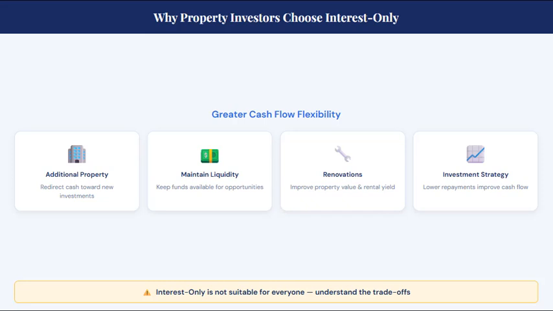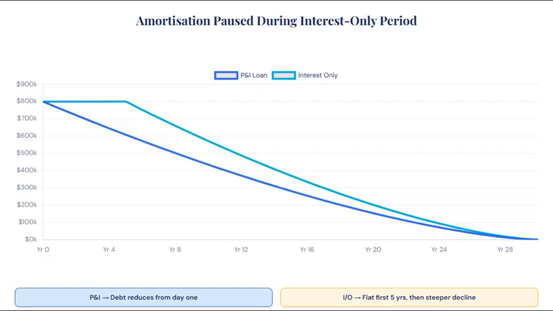However, there is an important consequence. During the interest-only period, amortization is effectively paused. The loan balance isn't reducing, and no progress is being made toward paying off the debt. Once the interest-only period ends, the loan usually converts to principal and interest repayments automatically. At that point, the remaining loan balance must be repaid over a shorter remaining term. For example, if a 30-year loan has a 5-year interest-only period, the full principal may need to be repaid over the remaining 25 years. This means repayments can increase significantly when the interest-only period expires.